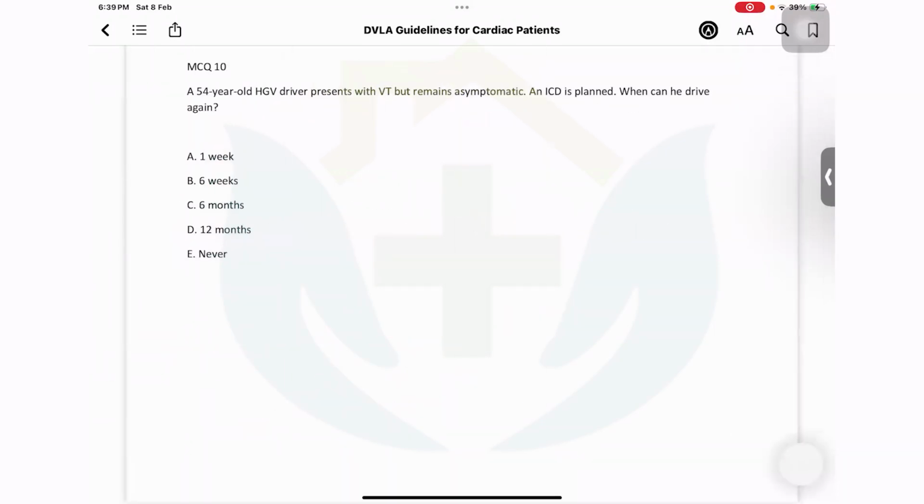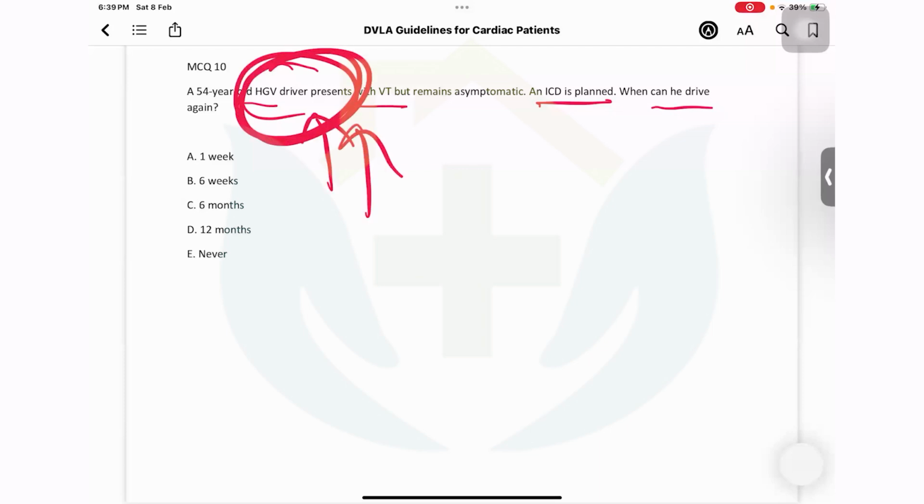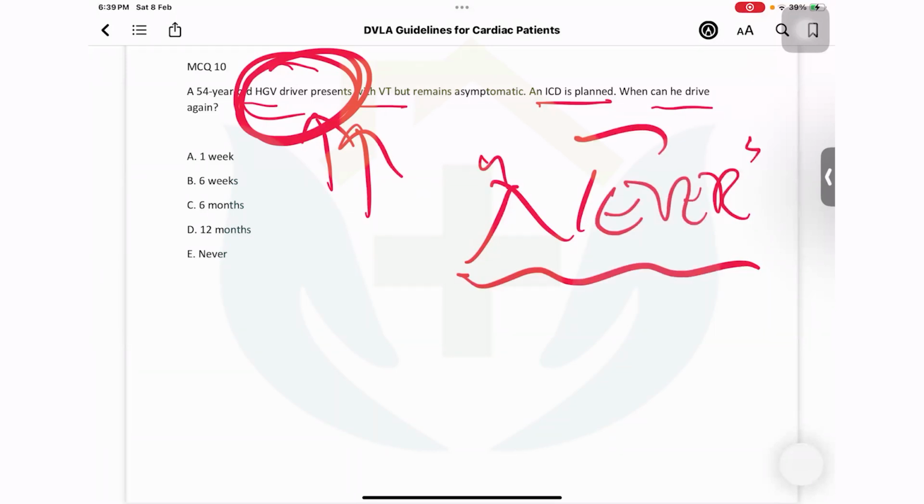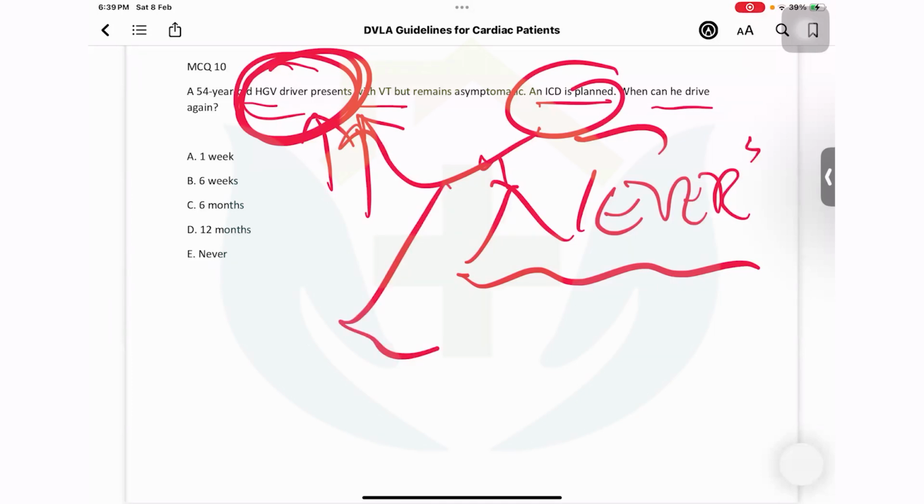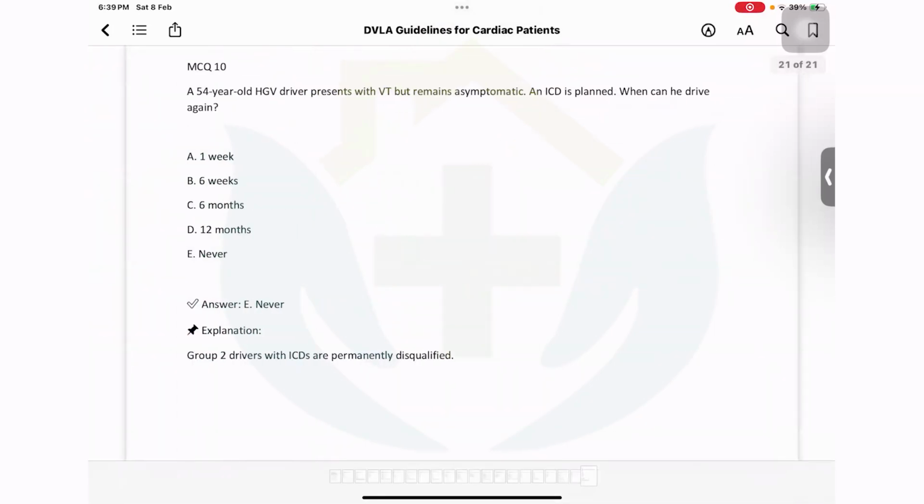A 50-year-old HGV driver presents with VT but remains asymptomatic. ICD is planned. When can he drive after the ICD implantation? 6 weeks, sir. Never. He is a public driver. Permanent restriction. He can never drive, because if an ICD gives him a shock, he can suddenly have a blackout, and then he can kill everyone around. Okay? I will send this to Sana.